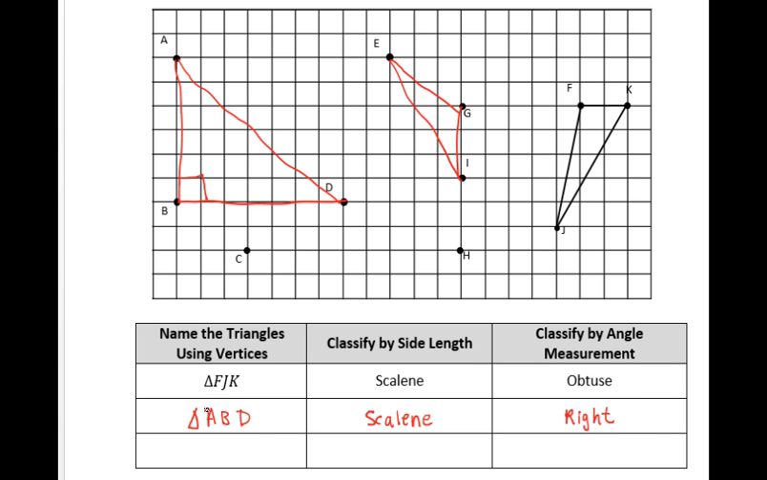The next triangle I drew was triangle EGI. And looking at its side lengths, I can see that none of them are equal. So this is also scalene. And looking at the angle measurements, angle G is an obtuse angle. The other two angles are acute. So this would be considered an obtuse triangle. So triangle EGI is scalene and obtuse.